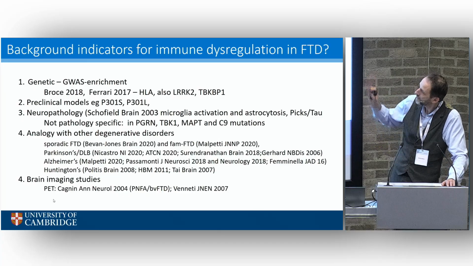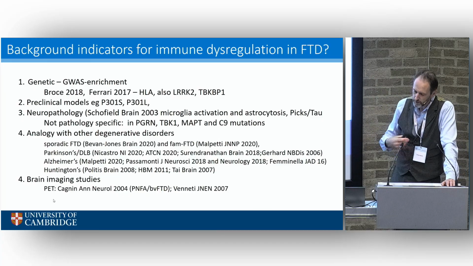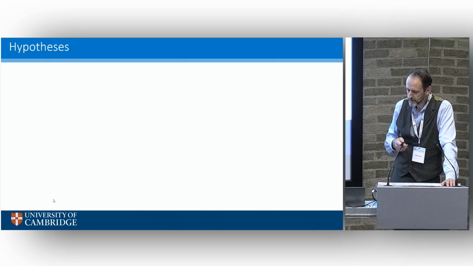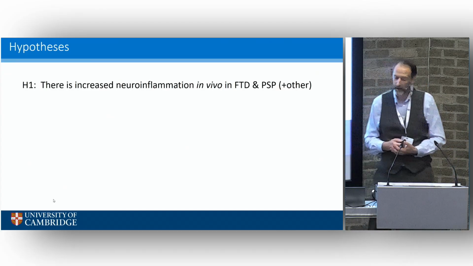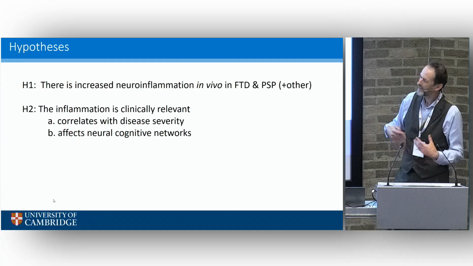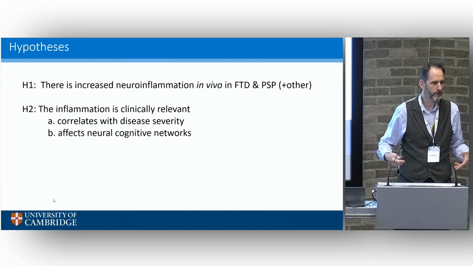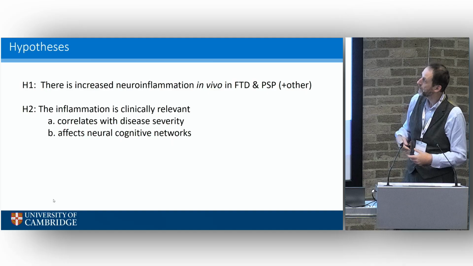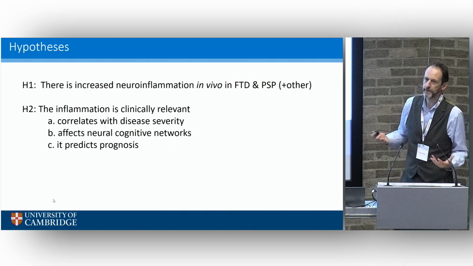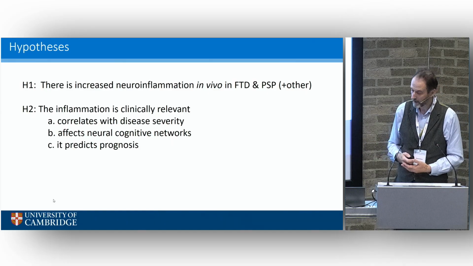Different studies, slightly different genes, slightly different molecules implicated in the pathology, but actually all highlighting a key role of microglia. So we're going to test some hypotheses. First of all, is there increased inflammation in these disorders and other dementias? Is it clinically relevant? It doesn't just have to be there, but is it related to how severe the illness is? Does it affect cognition? Does it affect your prognosis, your survival?